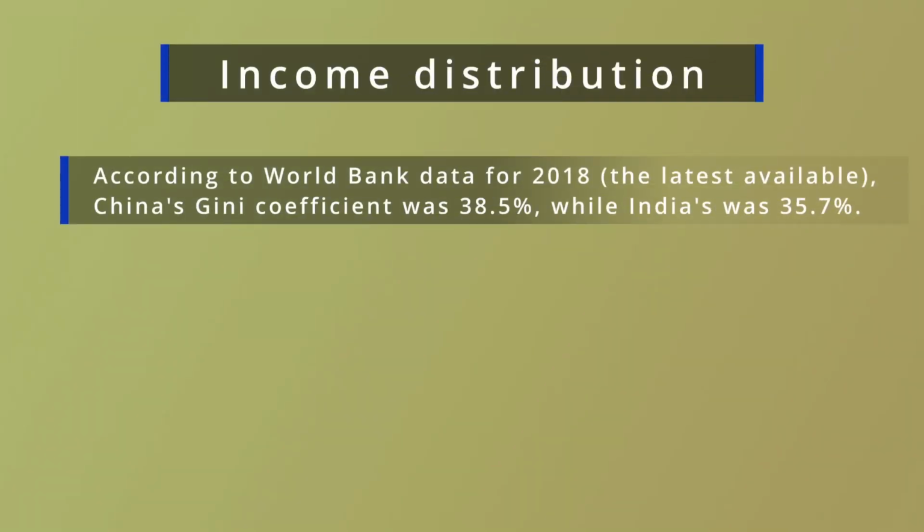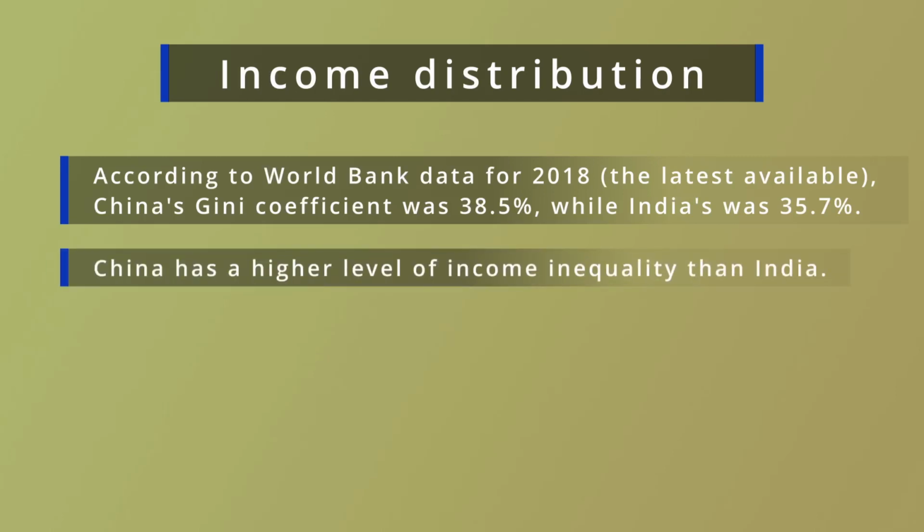Now we consider another indicator of the economic scenario, which is called income distribution. Income distribution helps us to understand the extent of inequality of income, and this can be measured by the Gini coefficient. According to the World Bank estimation for the year 2018, the latest available year, the Chinese Gini coefficient was 38.5%, while India's was 35.7%, which indicates that inequality in China is higher than that of India.